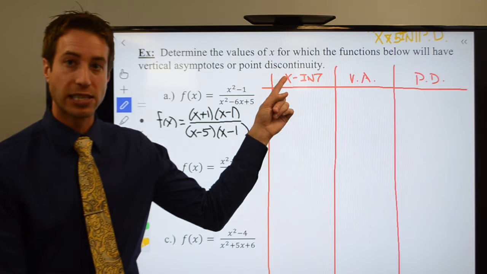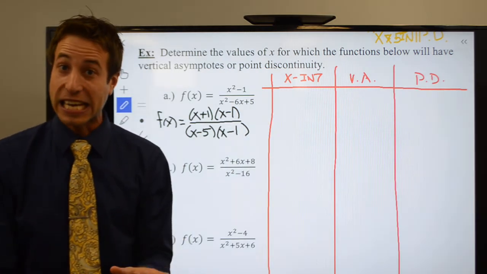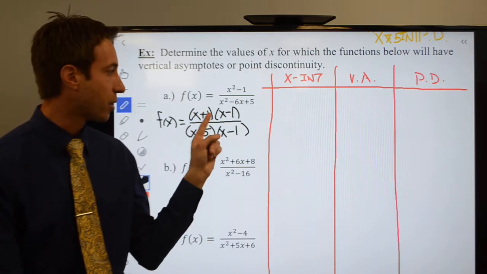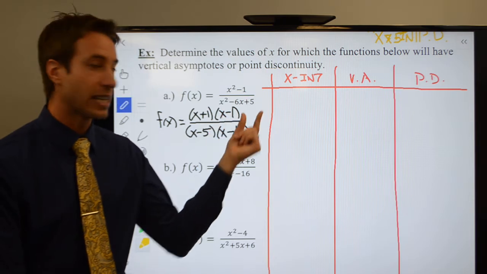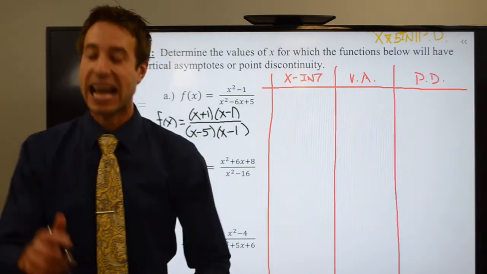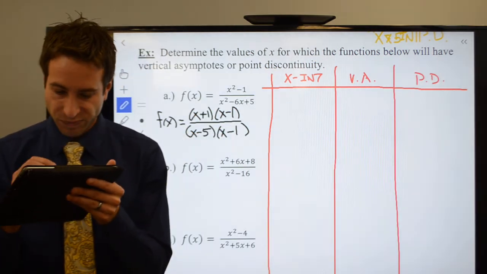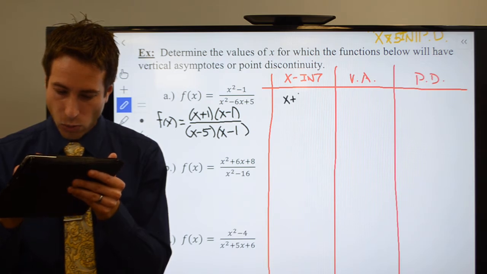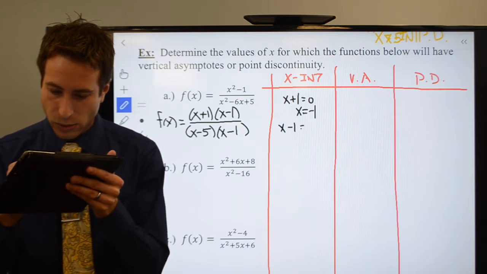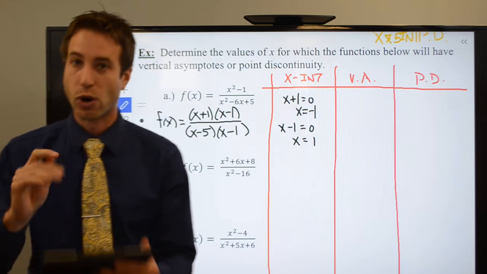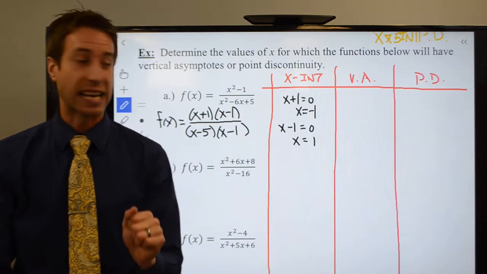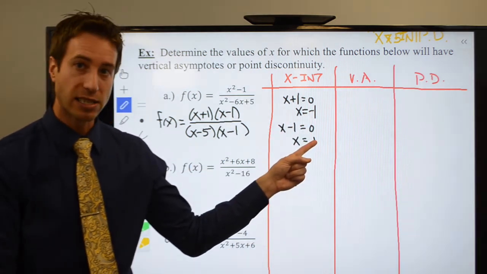Now, remember, to find x-intercepts, you set the numerator equal to 0. So that means the zero product property: the quantity x plus 1, times x minus 1, equals 0. The zero product property will split those up, so I will have x plus 1 equals 0 and x minus 1 equals 0. X plus 1 equals 0 means x is equal to negative 1. And x minus 1 equals 0 means x is equal to positive 1. So at this point, it appears that I have two x-intercepts, negative 1 and positive 1.